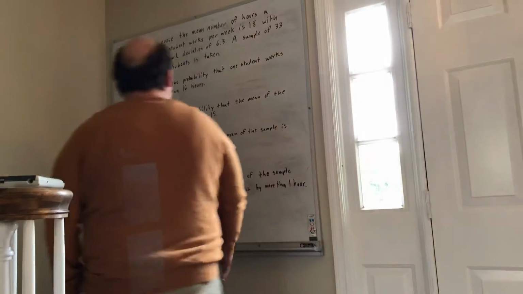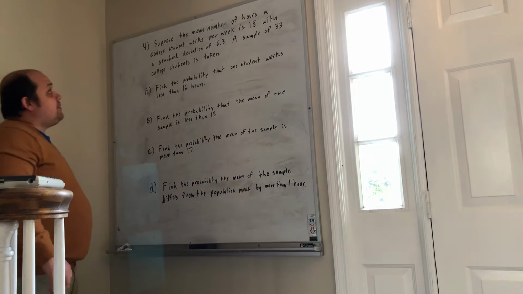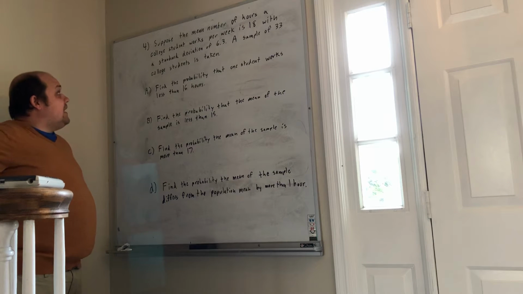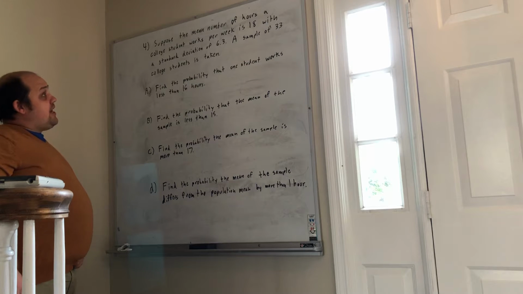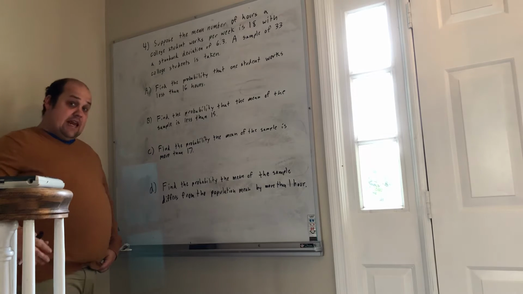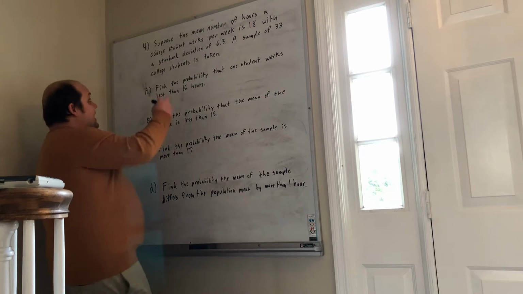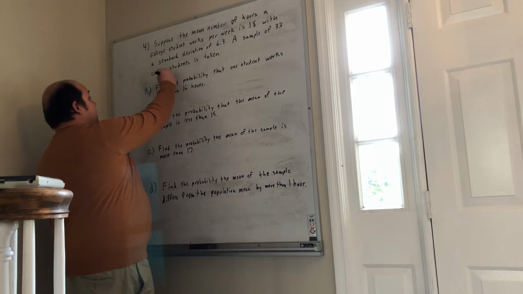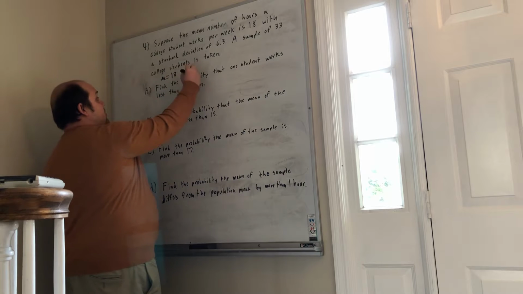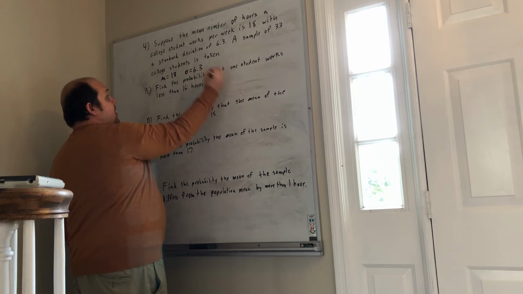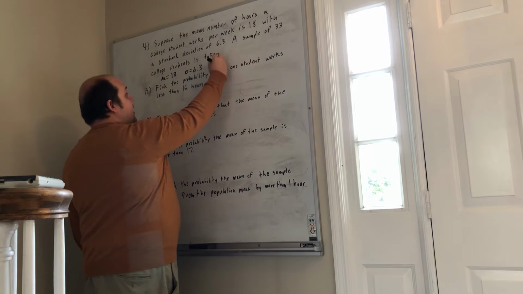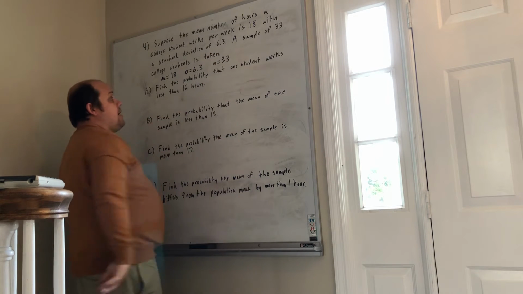Final problem in this classwork starts by telling us, suppose the mean number of hours a college student works per week is 18 with a standard deviation of 6.3. A sample of 33 college students is taken. So again, I'm going to pull out the key details here. The mean number of hours, or mu, is 18. The standard deviation, or sigma, is 6.3. And the number of students we're looking at, or n, is 33.